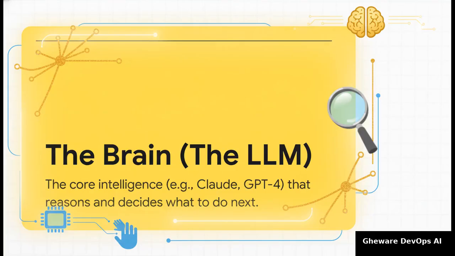First up is the brain. This is a large language model, an LLM, like Claude or GPT-4. This is the intelligence, right? The decision-making center. When you ask it, what's the weather in Tokyo? The brain is the part that thinks, to answer this, I'm going to need to use a weather tool. Without the brain, there's nothing steering the ship.